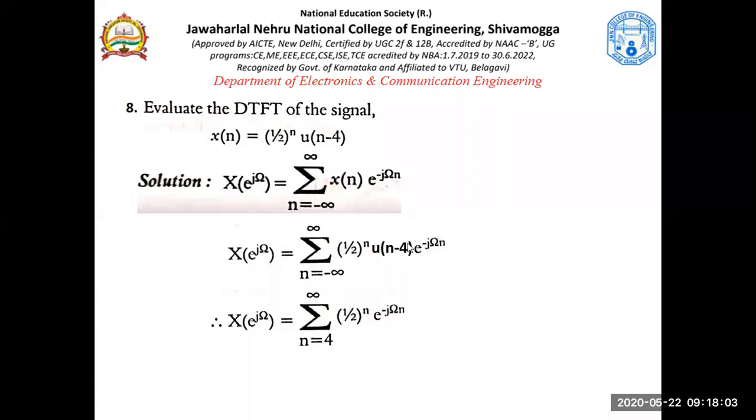So over that range, u of n minus 4 is 1. So this is replaced by 1, and it is 1 from 4 to infinity. So that part is taken care of in this step. Fine. Now what's happening here? There are two functions of n. Club these and make them one term to the power n. So that is the next step we have.